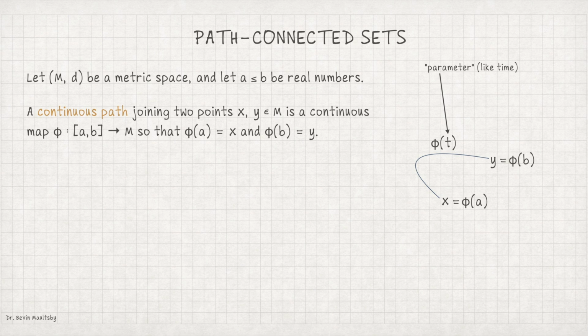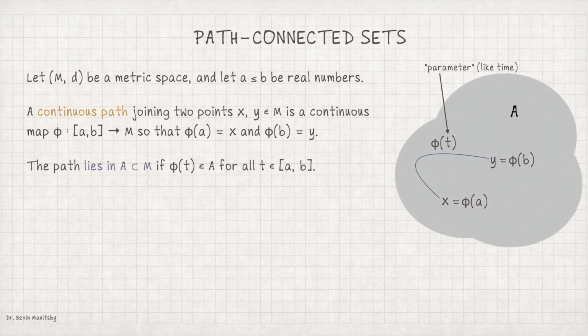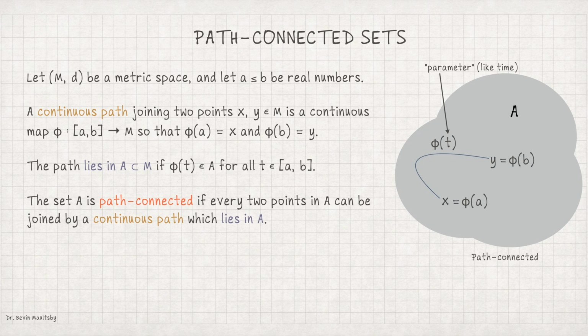from x to y. Then we say that the path lies in a subset A of the metric space if phi maps the entire time interval from a to b into A. So just like in this picture, the path literally lives in A. The image of phi is contained in the set A. This leads to our definition of a path-connected set. This set A is path-connected if every 2 points in A can be joined by a continuous path which lies in A. This example I have over to the right is a path-connected set.